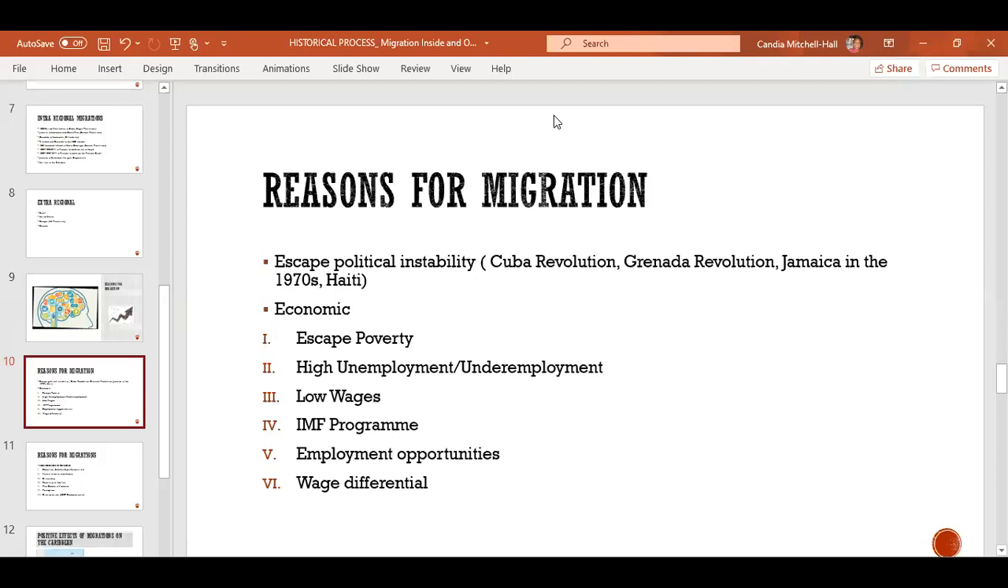Haiti always has political instability, where they always assassinate their leaders. And there's always political upheaval there, so people are going to leave.